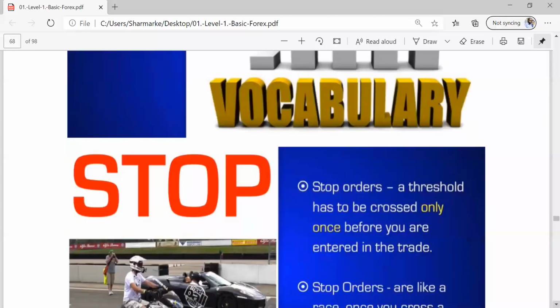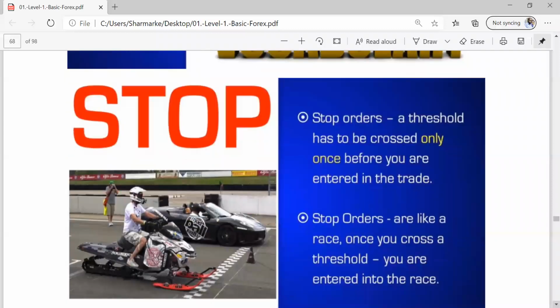The first one, let's start with stop orders. A stop order is a threshold that has to be crossed only once before you enter the trade. Before you enter the trade, you are going to wait for the market to come to you. So you are placing a stop order. Stop orders are like a race. Once you cross those lines, you have entered the race. There is no looking back. You are in the trade.